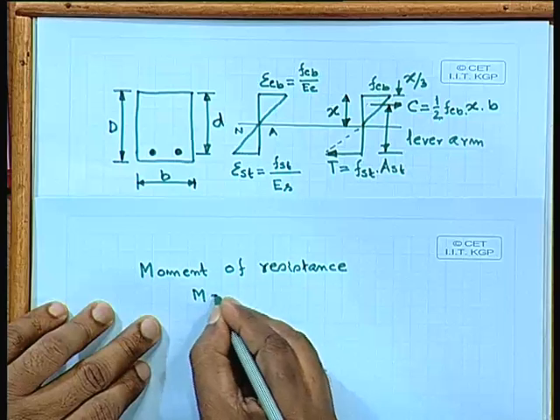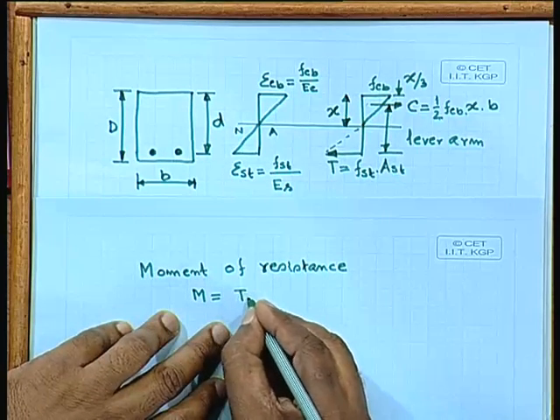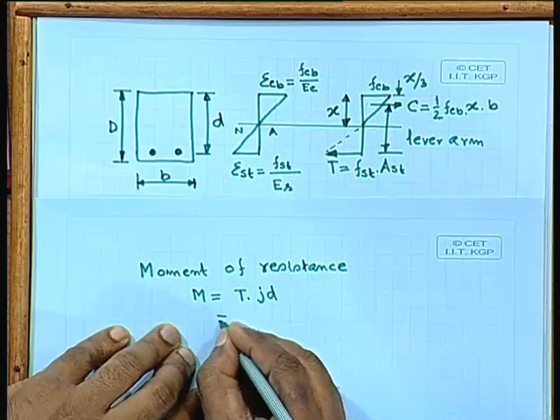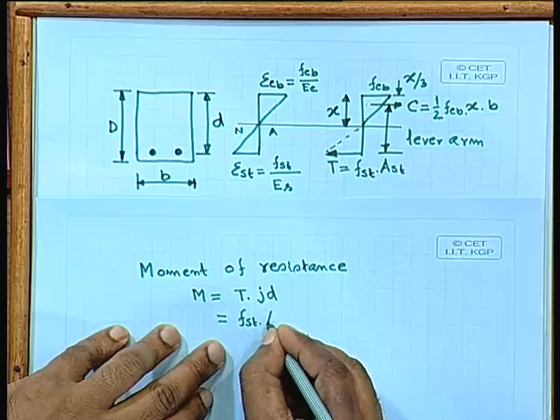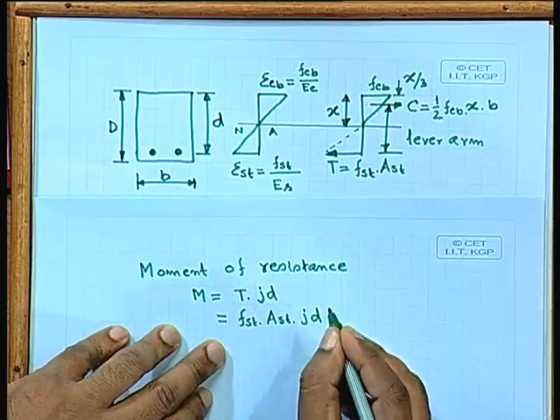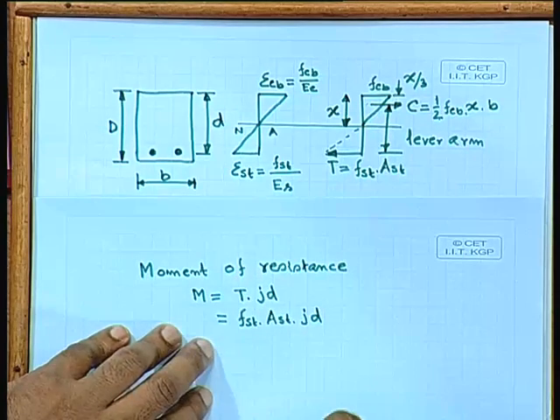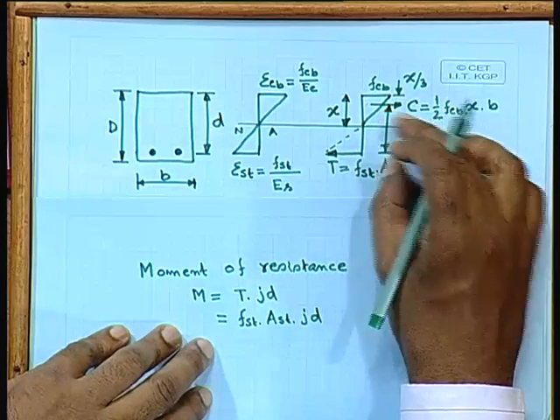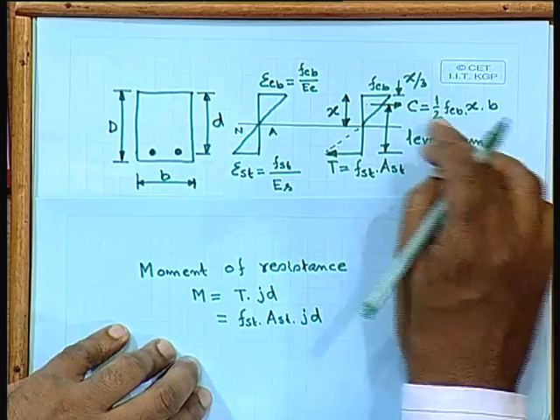M will be equal to T times jd. I can write T times jd, which is nothing but fst times Ast times jd. So, the moment of resistance, if we consider it from the steel point of view, T times jd gives me the moment of resistance. Also, we can consider it from the other part, that is C times jd.